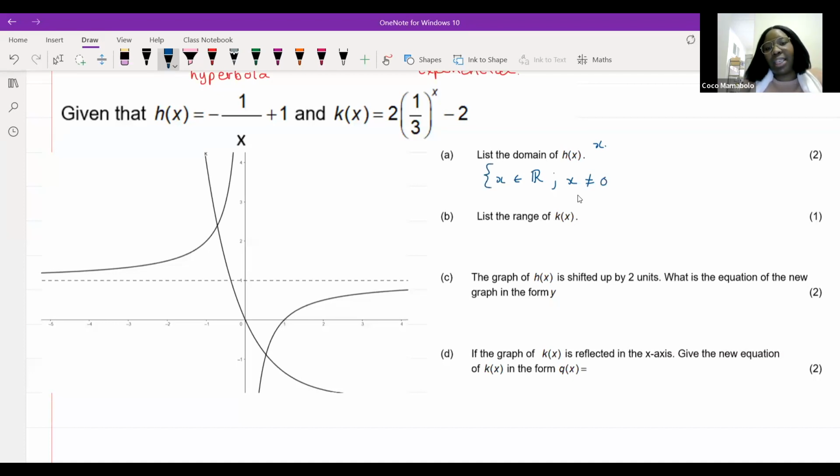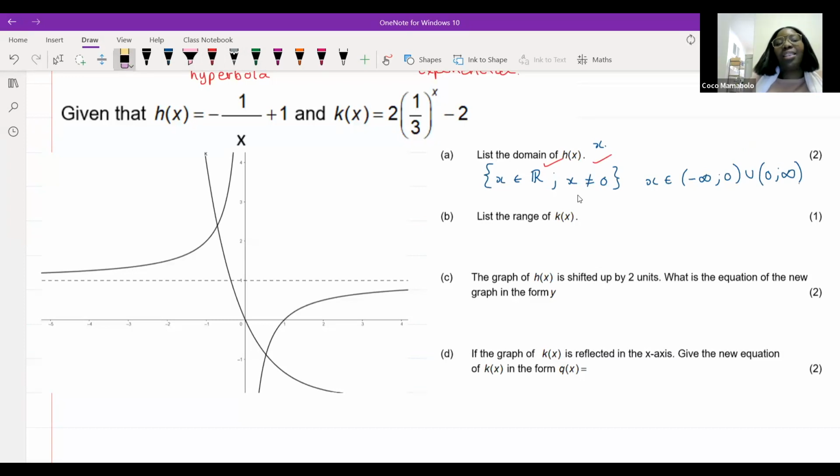X cannot be equal to 0. I can put this in set builder notation. If I had put it in interval notation, I was going to write x is an element of round bracket, negative infinity, semicolon, 0, round bracket, union with 0 not included, all the way up to infinity, round bracket. So you would get your 2 marks for each of these, the real numbers or the interval notation. Whichever one, you will get your 2 marks there.